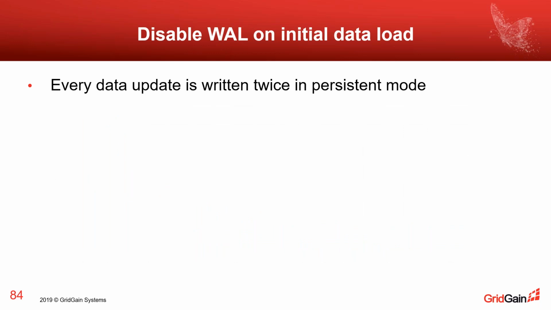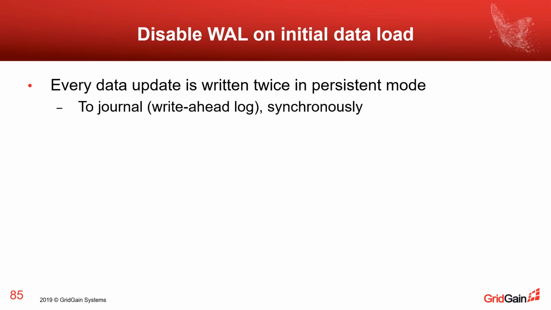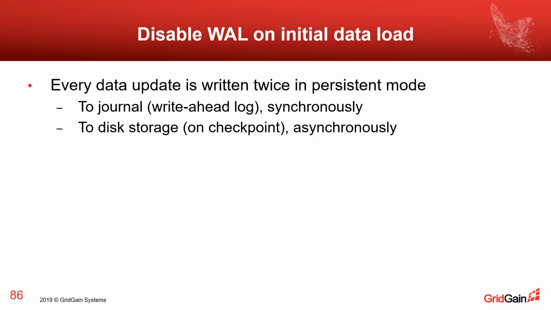The next performance tip is how to speed up your data load. The throughput of your system is limited by your disk throughput with persistent mode, and if you need to load a really big amount of, for example, cold data, it will take a lot of time. The hint is that every data update is written twice in persistent mode. First of all, it's written to the journal or write ahead log in a synchronous way, and it's written to disk storage on checkpoint in an asynchronous way.